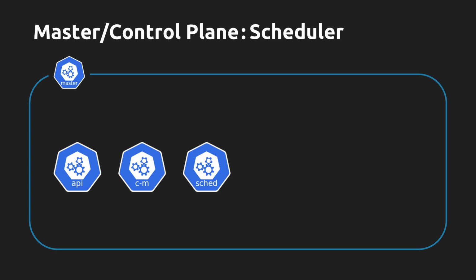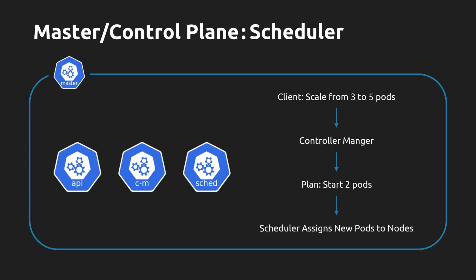So an example of the scheduler in action is we, the client, use a Kubernetes command to say, hey, we need to scale from 3 to 5 pods. We're going to go through the API server. It's going to verify that we can do these things, and then it's going to hit the controller manager. Controller manager is going to come up with a plan. The plan is start 2 new pods to get us to the new desired state. And then it's going to reach out to the scheduler, which is going to assign new pods to the nodes.